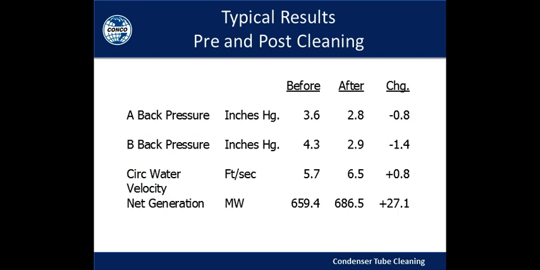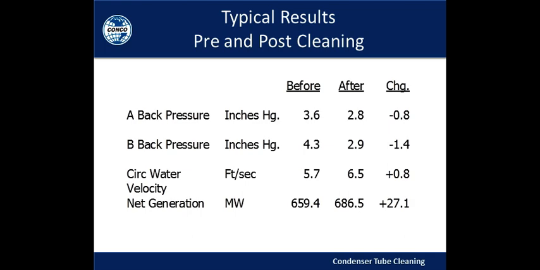This is a plant in the Midwest, a freshwater plant with deposits on the tube surface. The changes were 0.8 of an inch and 1.4 of an inch of mercury in sides A and B. I simply presented to you two slides ago that you could recover 0.3 of an inch. Well, you can recover a lot more than that if it's there to recover. That resulted in a net increase in output of 27 megawatts.